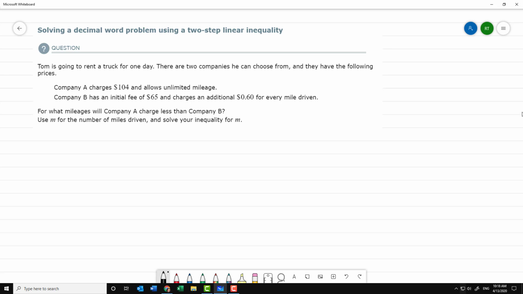And in this case, when you have a setup for 2 different things, look at the question they're asking you. That's the key for the setup. For what mileages will Company A charge less than Company B? So this is telling me how to set it up. So basically, we want to know, when is Company A going to charge less than Company B? So to write that down, when is Company A going to charge less than, that's the less than symbol, Company B?